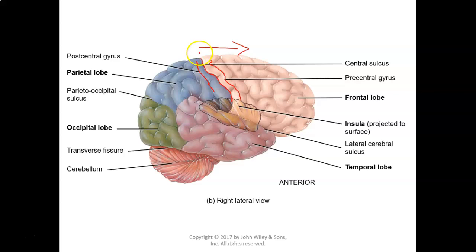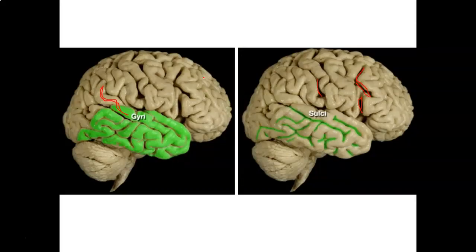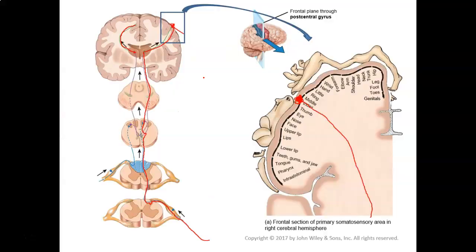From the central sulcus posteriorward, that's parietal lobe. This first gyri right here, that is the post-central gyrus. That is what's called the primary somatosensory cortex. You're like, well, what the hell does that mean? It's your sensory center. Right? We looked at that a minute ago.